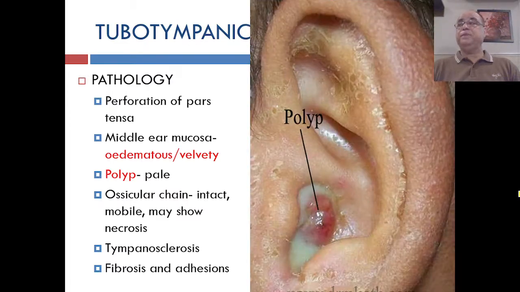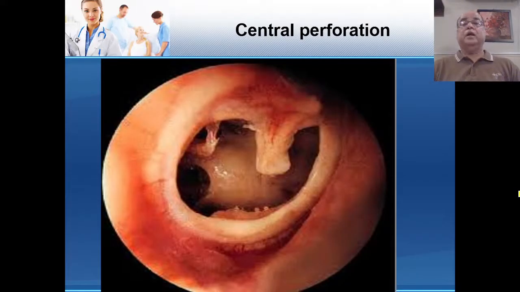And this is the polyp, which is pale colored, not fleshy as it is in the atticoantral type. This is the perforation in the tympanic membrane through which the middle ear mucosa and all these structures are visible.